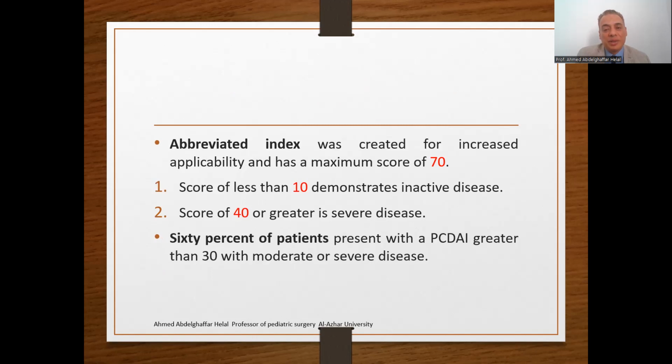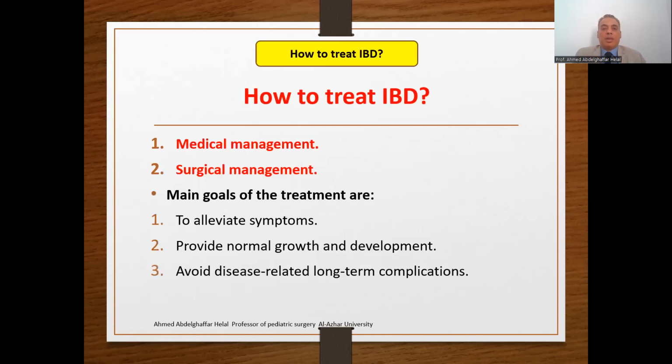A score of less than 10 demonstrates inactive disease. A score of 40 or greater is severe disease. How to treat? This is very important for the pediatric surgeon. This is the cornerstone of the presentation today: how to treat inflammatory bowel disease.